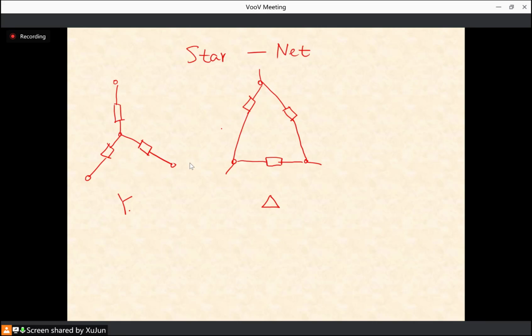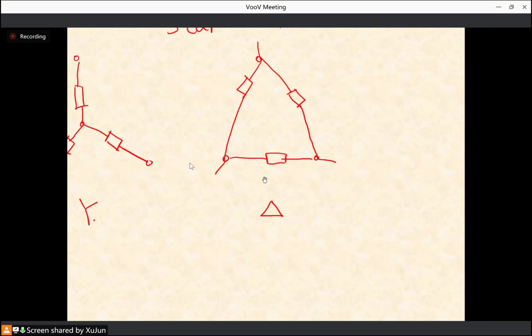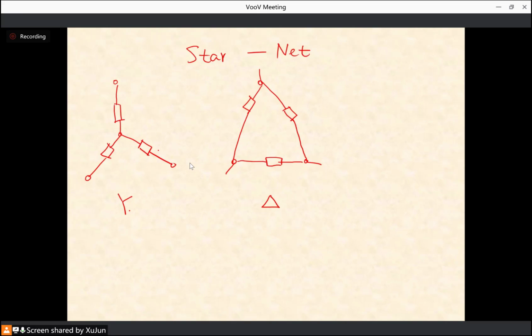We call this the Y connection to delta connection. For this part, we'll learn about the star to net. What does star mean? Star means in the Y connection, we add more branches, Y1, Y2, Y3, maybe we add Y4 or Y5 here. We call this kind of connection a star connection. So the star connection is a generalization of the Y connection.